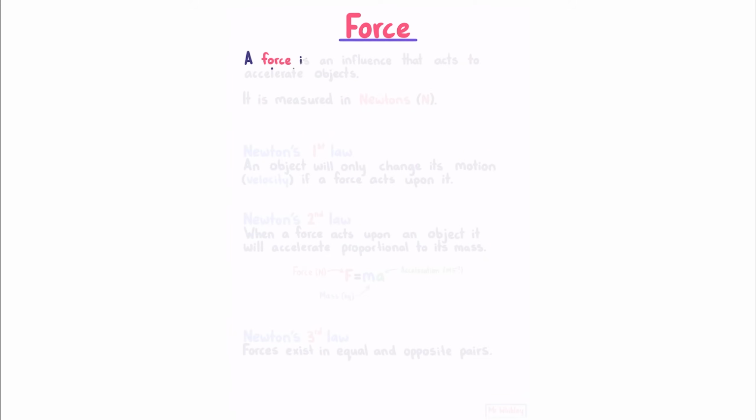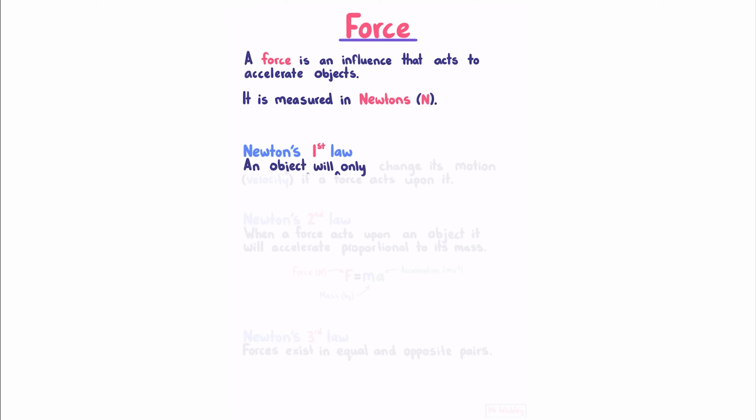Force. A force is an influence that acts to accelerate objects. It is measured in newtons, symbolized by a capital N. Isaac Newton came up with 3 laws that give an insight into the relationship between force and motion. Newton's first law states that an object will only change its motion, or in other words, its velocity, if a force acts upon it. For example, if we were to kick a ball, the ball goes from stationary to moving only because we've applied a force to it.